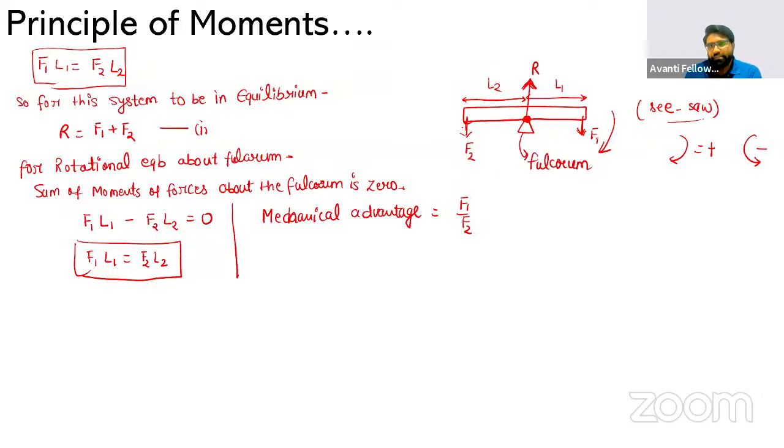Clear? So if I call this force F1 and this one F2, then the mechanical advantage will be F2/F1. Okay. F2/F1 we can also write as L1/L2 from this equation. So it is L2/L1 also. Okay. This is the small formula to remember the mechanical advantage of the system.